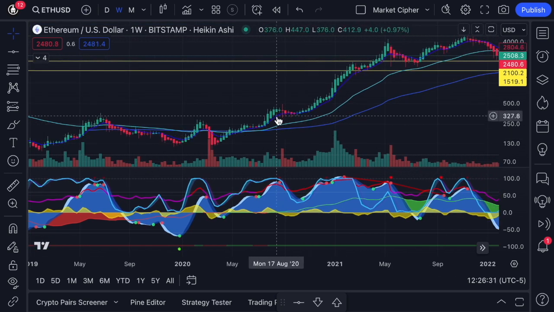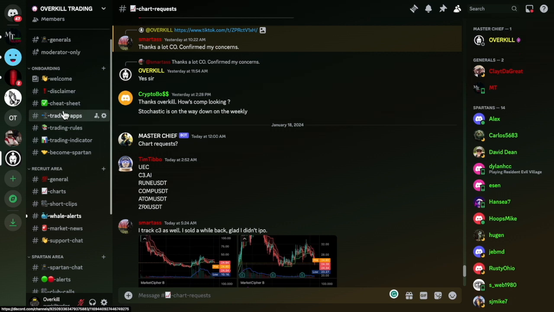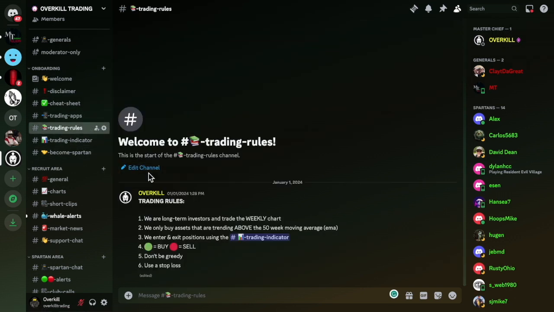But that is the perfect setup. So with that being said, we've got the trading rules set up right over here for you guys. If you want to take a look at those, it is so important if you are trading that you have a set of rules. If you're not trading based on a set of rules, you're going to lose. 90% of traders lose, folks.